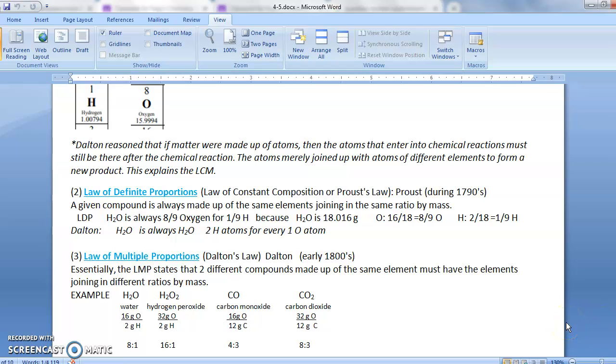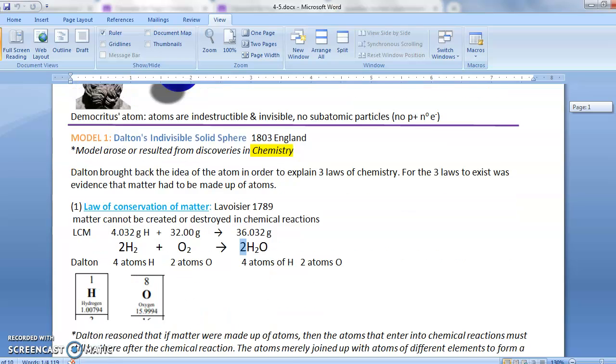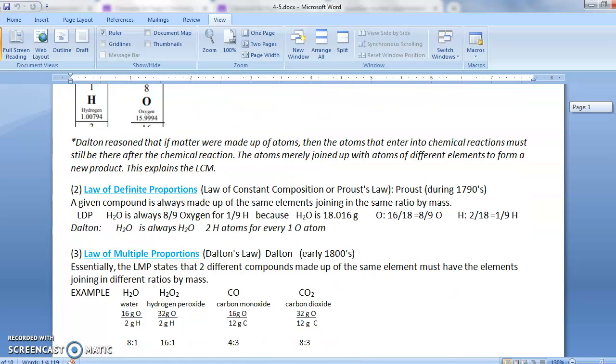There were a couple other laws that were being discovered right around this time. A few years after Lavoisier's discovery of the law of conservation of matter or mass, in the 1790s, Proust discovered what's called the law of definite proportions, also called the law of constant composition, or sometimes just Proust's law. And what Proust said was that a given compound is always made up of the same elements joining in the same ratios by mass.